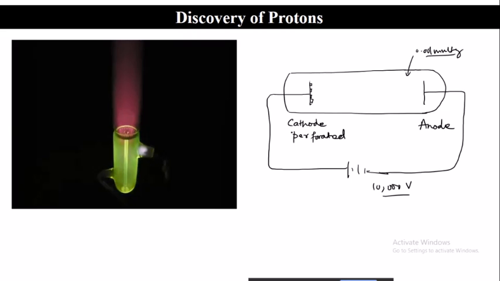That greenish beam is the cathode ray. The cathode ray will move from cathode to anode. But inside we have these gas molecules. When this electron beam hits the gas molecule, consider for example that we are using some kind of gas, say neon gas.